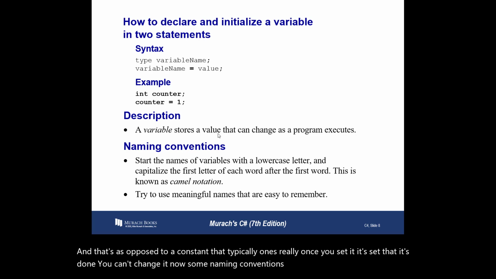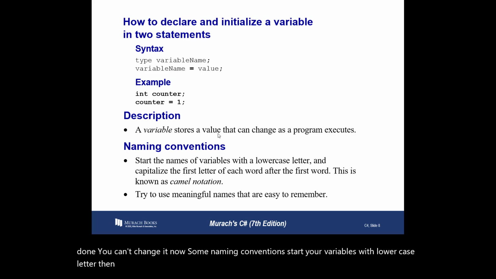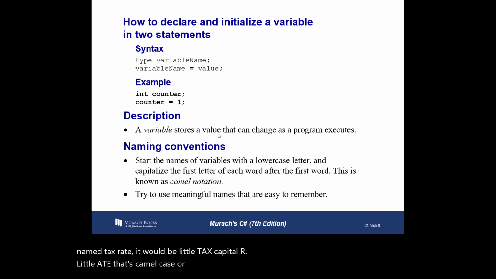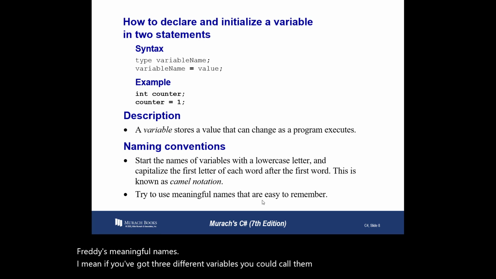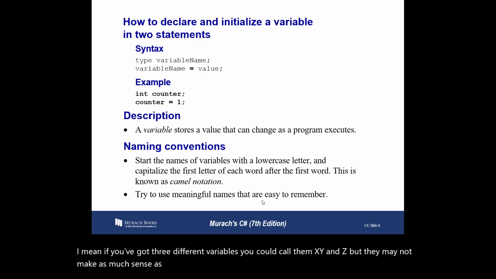Now, some naming conventions. Start your variables with a lowercase letter, then capitalize the first letter after each word. So for instance, if you had a variable named tax rate, it would be little t, a, x, capital R, little a, t, e. That's camel case or camel notation. As it says, try to use meaningful names. I mean, if you've got 3 different variables, you could call them X, Y, and Z, but they may not make as much sense as number1, number2, and result, for example.